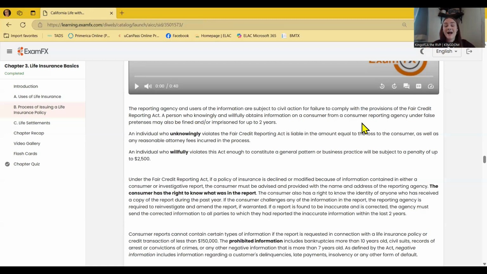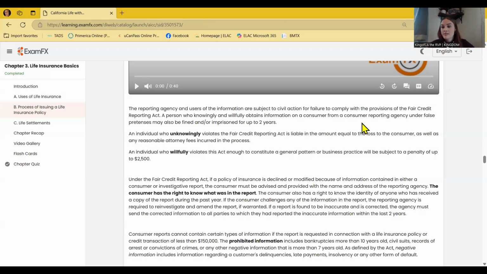What that means is not anybody can just be running these reports for no reason. You can't be like, hey, I wonder what my ex-girlfriend's up to, and run her report. They're very sensitive, so you have to have a reason for doing it. Not anybody can just run your report.